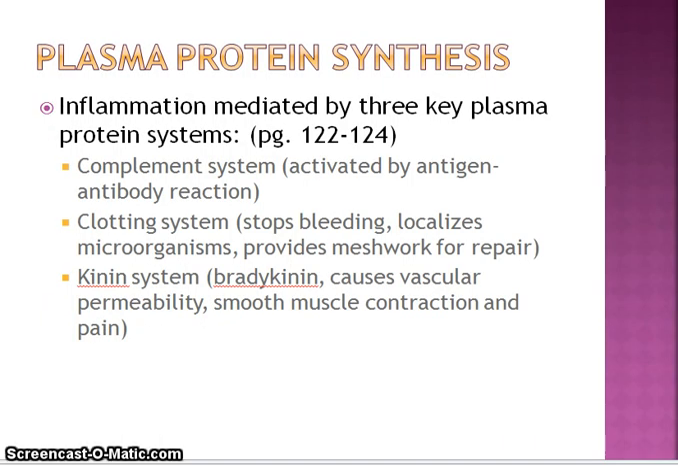Plasma proteins also play a role. There are 3 plasma proteins that are part of the inflammatory response. There's the complement system, and this gets activated by the antigen-antibody reaction, like if there's a pathogen in the body. There's the clotting system. Its job is to stop bleeding and localize any microorganisms that might have gotten in through a cut or things like that. There's the kinin system, and this uses bradykinin and causes vascular permeability to change, smooth muscles to contract, and it often elicits pain responses.